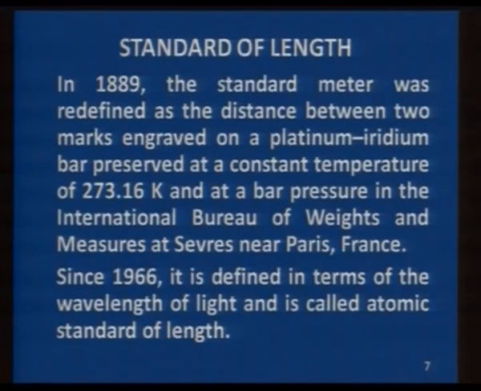In the International System, we have to define certain standards. First, we are taking the standard of length. In 1889, the standard meter was defined as the distance between two marks engraved on a platinum iridium bar, preserved at a constant temperature of 273.16 Kelvin and at one bar pressure. Bar pressure means 1 atmospheric pressure, and it is placed in the International Bureau of Weights and Measures in Paris. Since 1960, it has been defined in terms of the wavelength of light and is called the atomic standard of length.